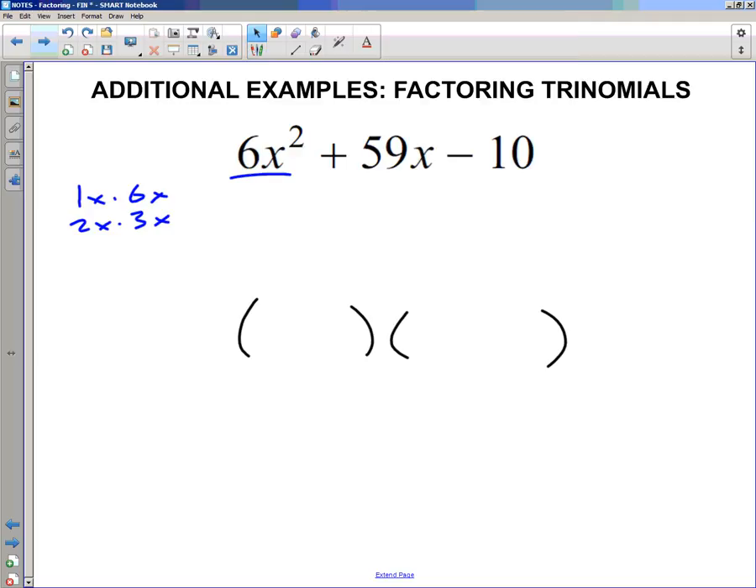So, multiple options there. We've got multiple options for the 10 as well. It's either 1 times 10 or 2 times 5. So this one could potentially take us a little bit longer. We'll just kind of see how it goes.